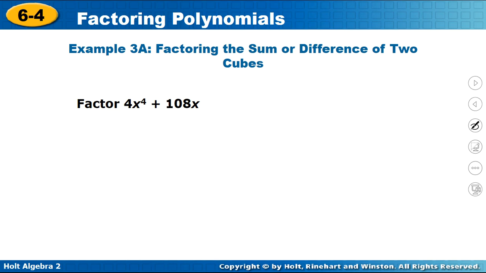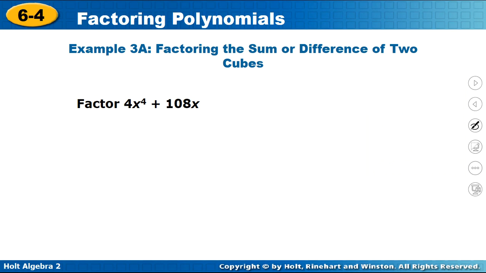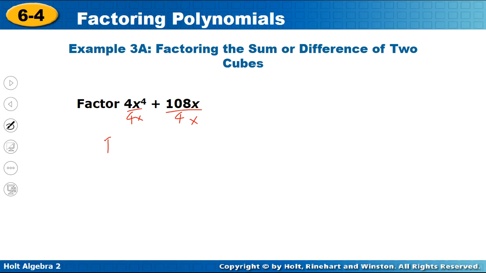Alright, but before we do that, let's look at this example. Now, just like with any other factoring, it doesn't matter if I just introduced a new method or not. You always want to check for a GCF first. Regardless of any other method, you should always look for a GCF first. Now, in this one, these two terms do have a GCF, something in common. Not only do they have an x in common, but both of them are divisible by 4 as well. So we're going to divide 4x out of these two terms.